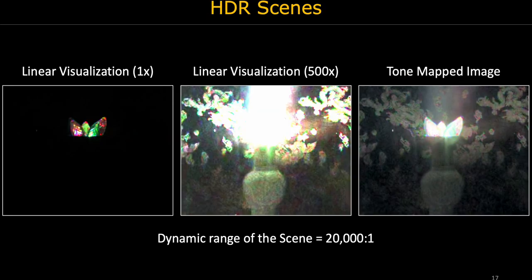We now show a high dynamic range example. The proposed method can recover the complete dynamic range, which cannot be easily visualized in a single linear image. The linear visualization needs to be scaled by 500x to show the vase in the dark. Nevertheless, with proper tone mapping, it is possible to visualize the entire dynamic range.